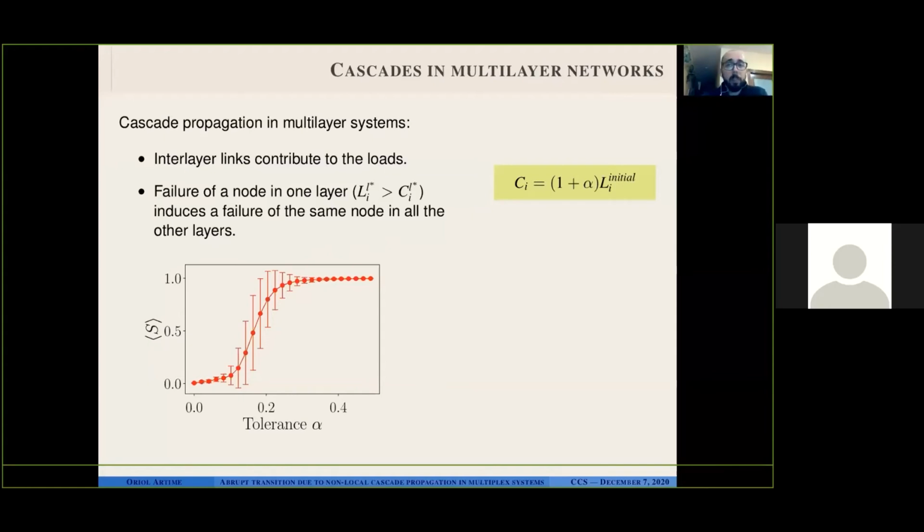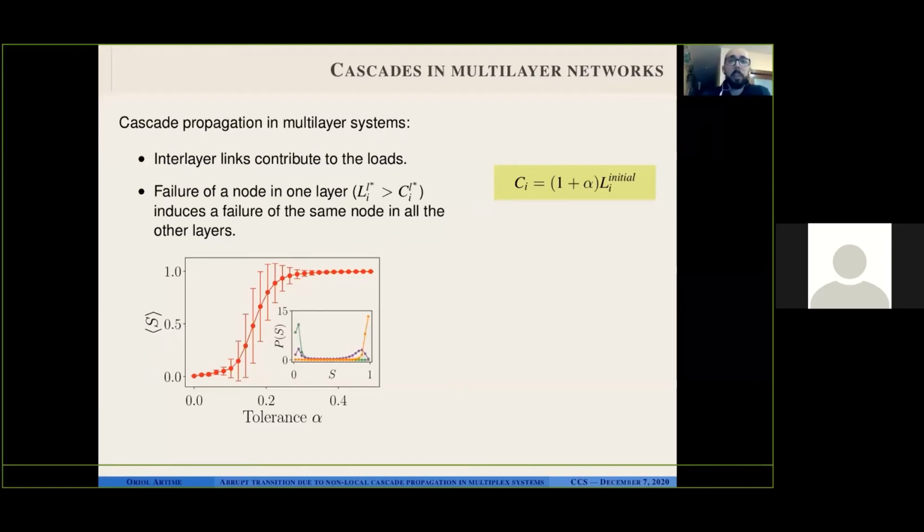Something curious from this plot is that the error bars in the central area seem quite large. This has an explanation if, instead of looking at the mean size, we look at the entire distribution of largest connected components once the cascade stops. We see that the distribution is unimodal and close to 0 for small values of the tolerance. When the tolerance increases, a second peak develops close to 1. And if we keep increasing the tolerance, the first peak vanishes and the second peak dominates.